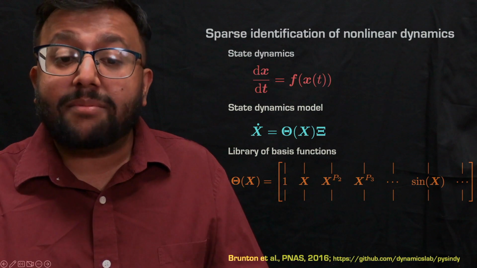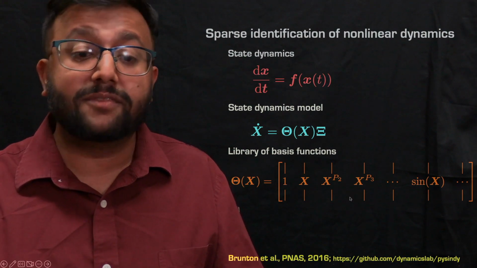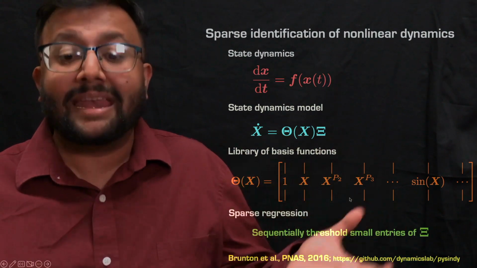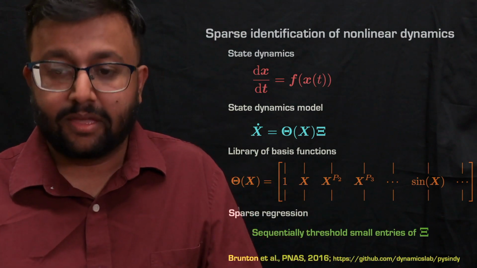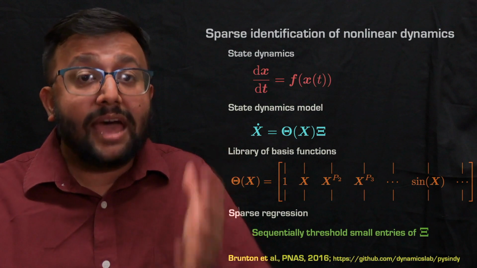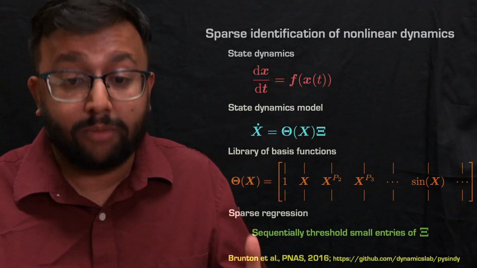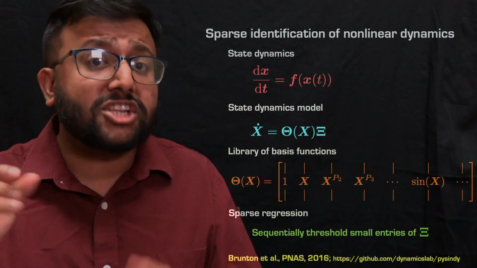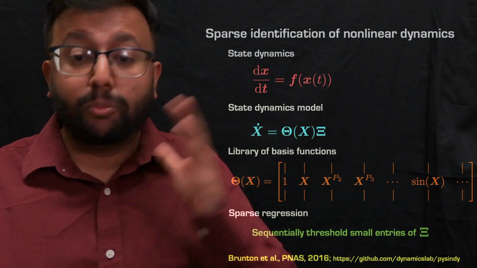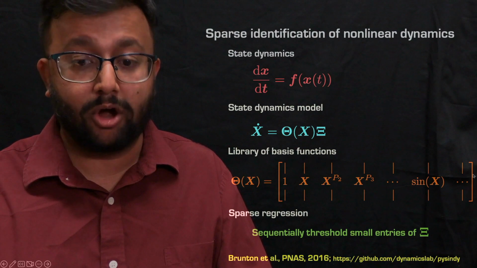So once the library terms and the time derivatives are computed, one can perform the regression to get the coefficients C. Now, this gives a really nice interpretable nonlinear model for the state dynamics. However, these coefficients could be dense and could lead to poor performance accuracy of the model.